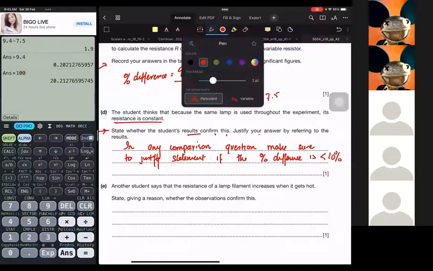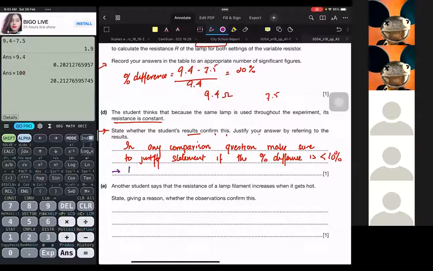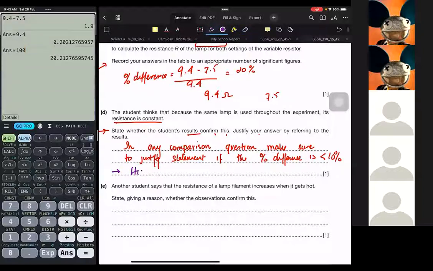So I would say, if I were you, I would write in this question, my answer of percentage difference: his values have a large difference. So the statement is not correct.